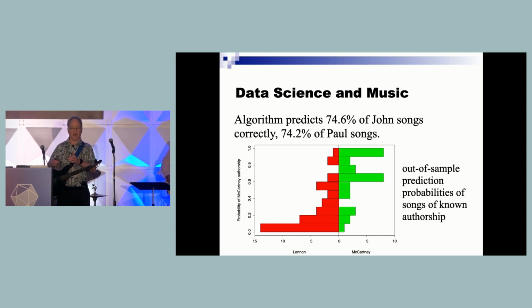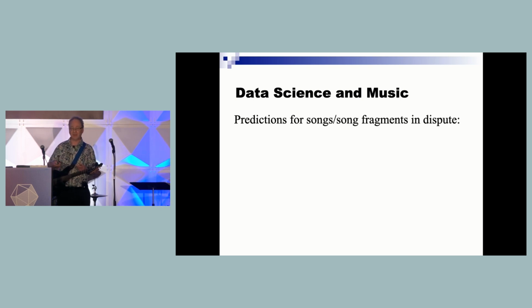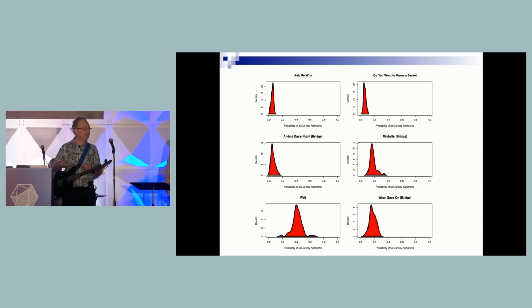The red are John's songs, the green are Paul's songs, and it tells you the probability for each song of who wrote each song. And as you see for some of the John songs, a lot of them are 0 in terms of Paul authorship. So we looked at songs or parts of songs that didn't have clear authorship.